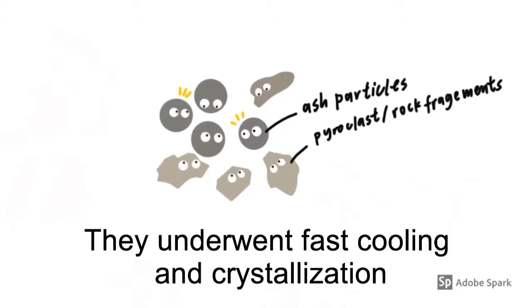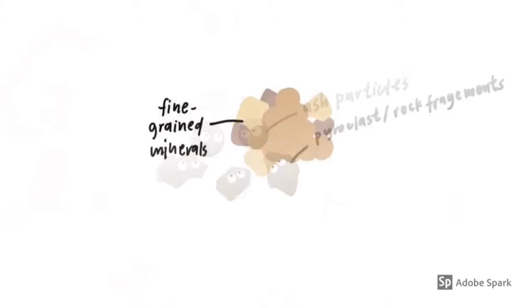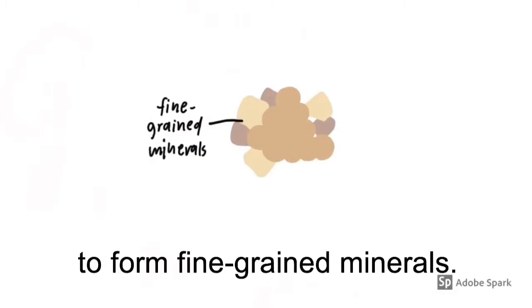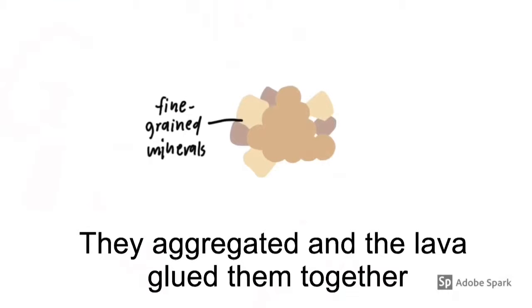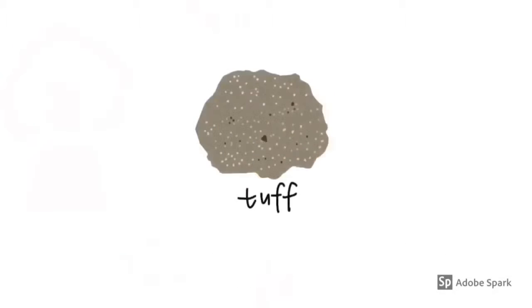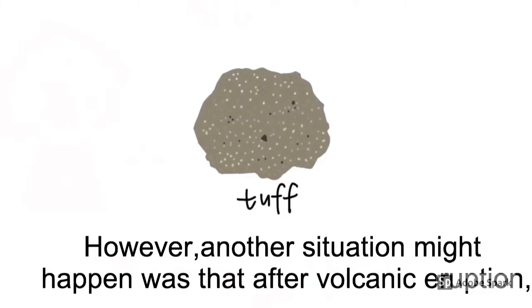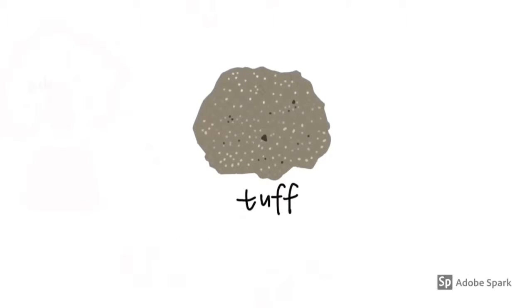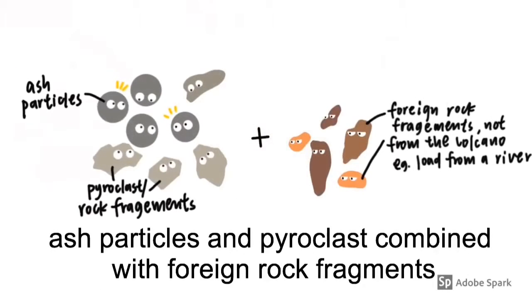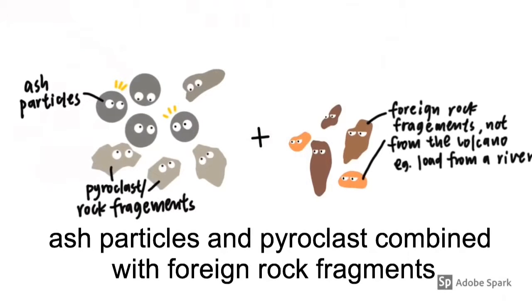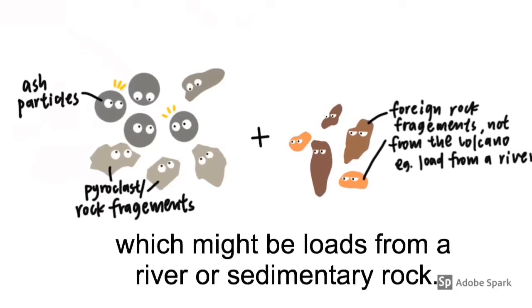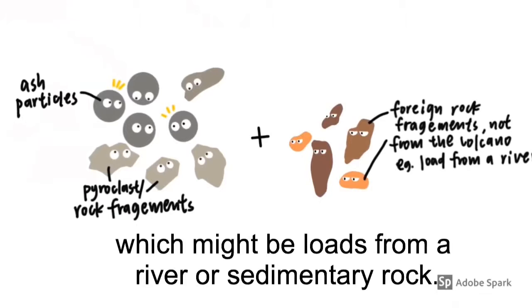They underwent fast cooling and crystallization to form fine-grained minerals. They aggregated and the lava glued them together in the tuff. However, another situation might happen: after volcanic eruption, ash particles and pyroclasts combined with foreign rock fragments, which might be lodes from a river or sedimentary rock.